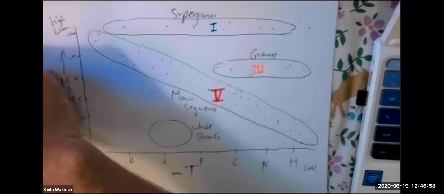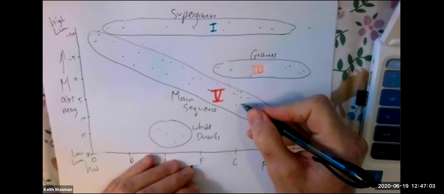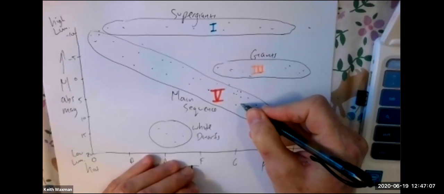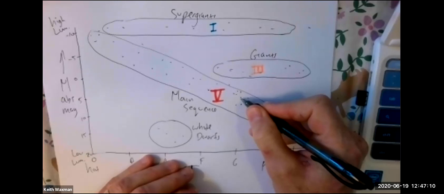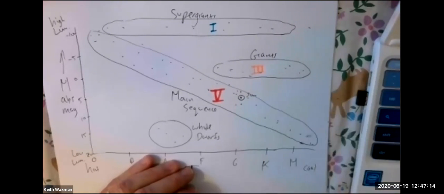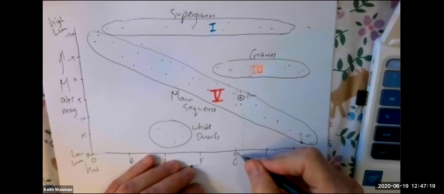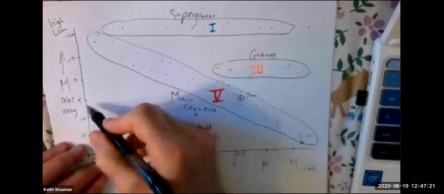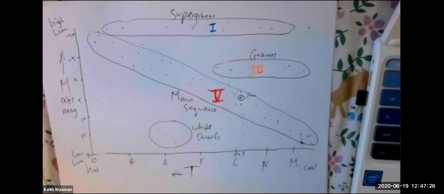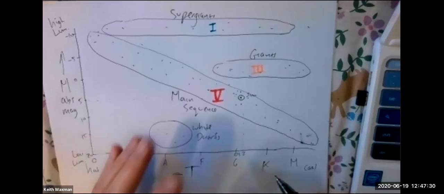Let me use the sun as an example. Let's put the sun right here. Let's call that the sun. All right, so let's say that's the sun right there. It's a G2, right? See that? Go up straight from there: G0, 1, 2. It's a G2. It's also an absolute magnitude of 5. See that?